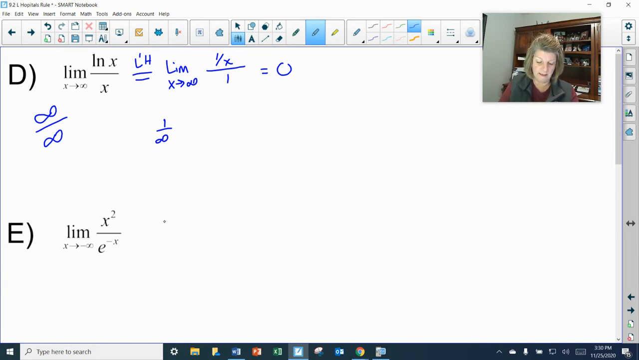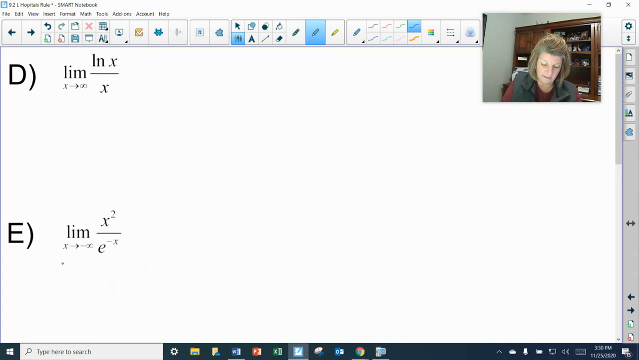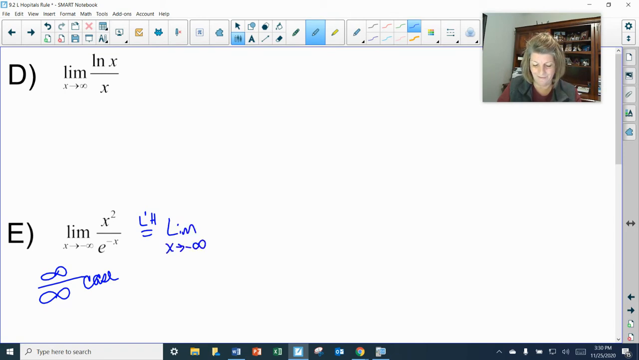Negative infinity, I can see that this top would be infinity, wouldn't it? And e to the negative infinity means e to infinity. I would get an infinity over infinity case on this. So infinity over infinity case, and that means we can use L'Hopital's rule. Let's use L'Hopital's rule. How many do we have to do here? The limit as x goes to negative infinity, we'd have 2x over negative e to the negative x, right? Whew. E to the u is e to the u times u prime.